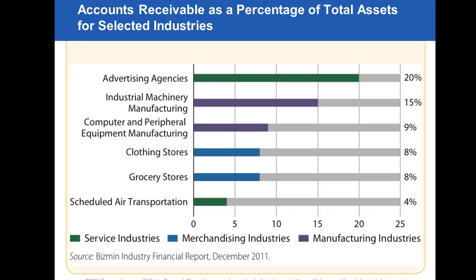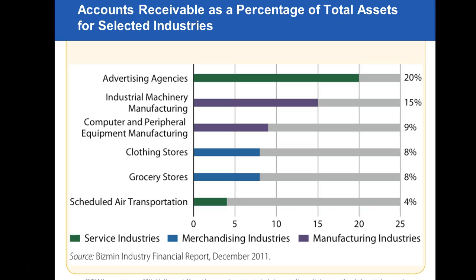So as you see here, with service industries such as advertising and the airline industry, the accounts receivable for their total assets in advertising industries are 20% of their total assets. That's pretty significant. In the airline industry, the accounts receivable to their total assets are only 4%.